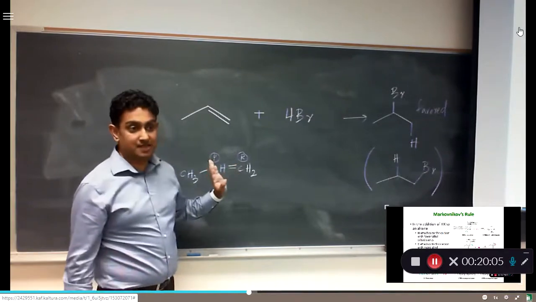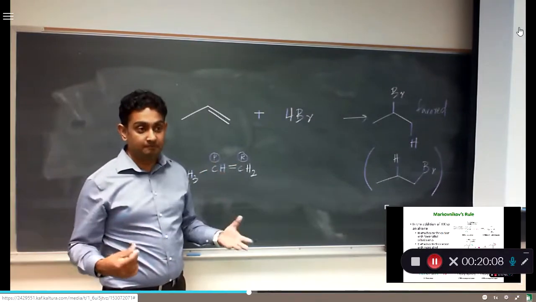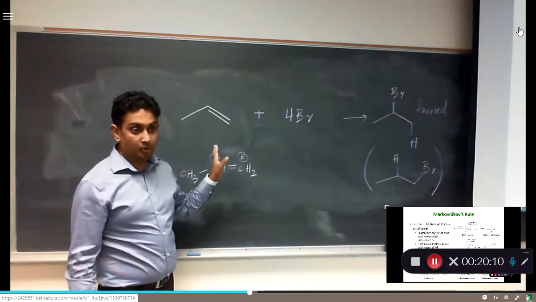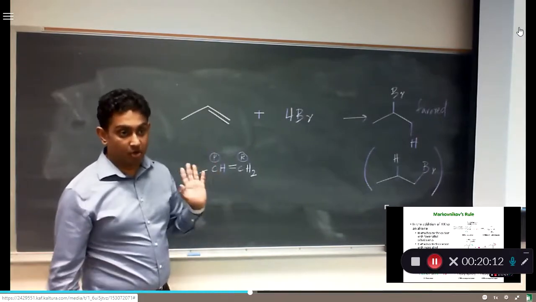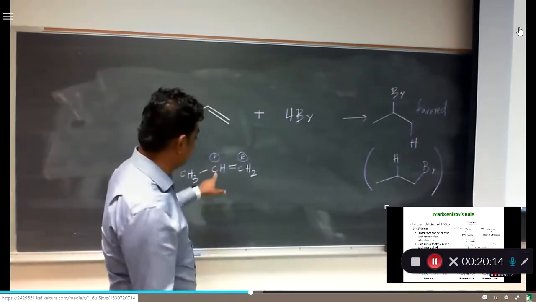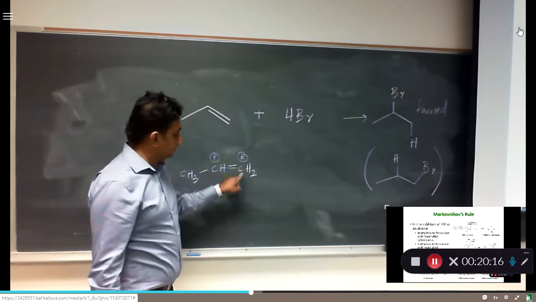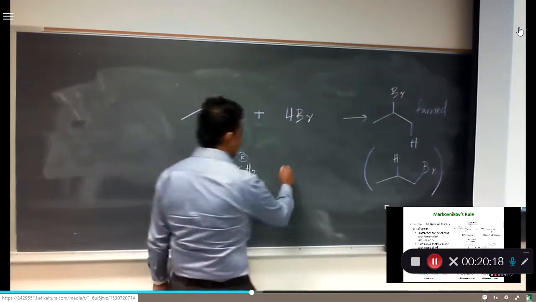Do we get it? But hey, don't put this R and P in your exam book. This is for understanding purposes. If you put R and P in your book, people will think that you are weird, and they will mark you wrong. So this is your poor carbon, this is your rich carbon.